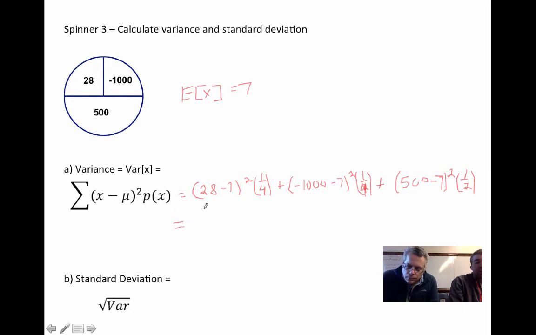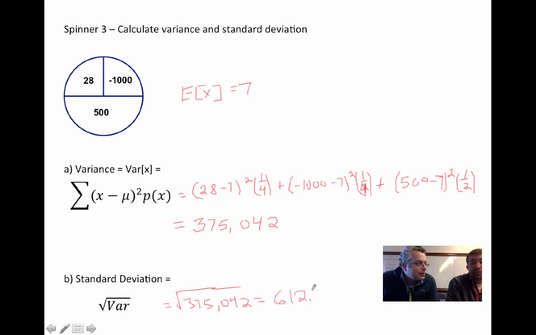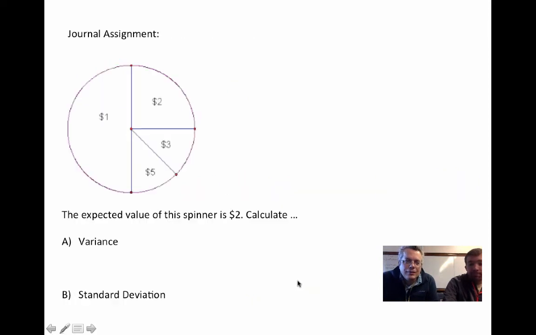And what is our variance, Mr. Miller? 375,042. And when we take the square root of that, which is a big old number, we get 612.4. So that's a large standard deviation. As we said, if we do this many times, the results are going to have a large spread around 7.